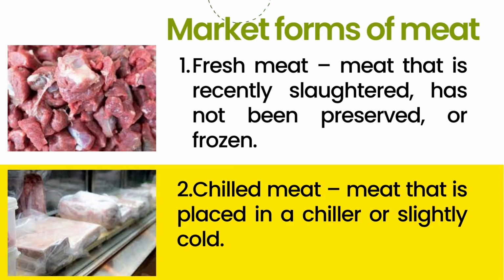Market forms of meat. A. Fresh meat, meat that is recently slaughtered, has not been preserved or frozen. B. Chilled meat, meat that is placed in a chiller or slightly cold.